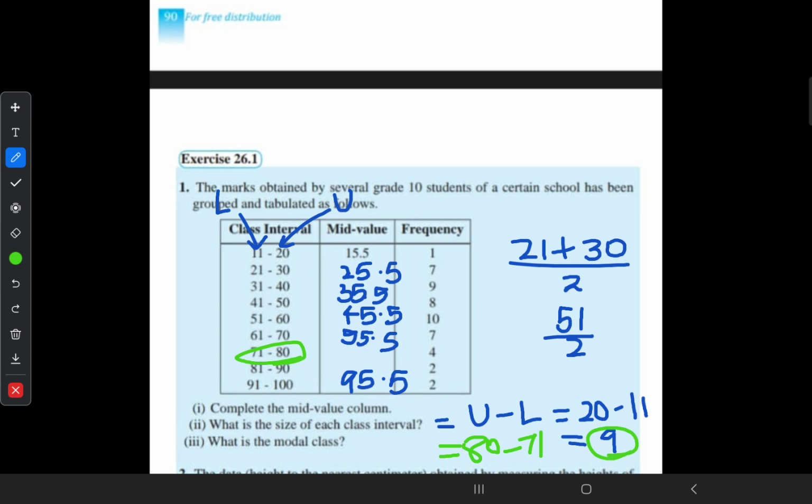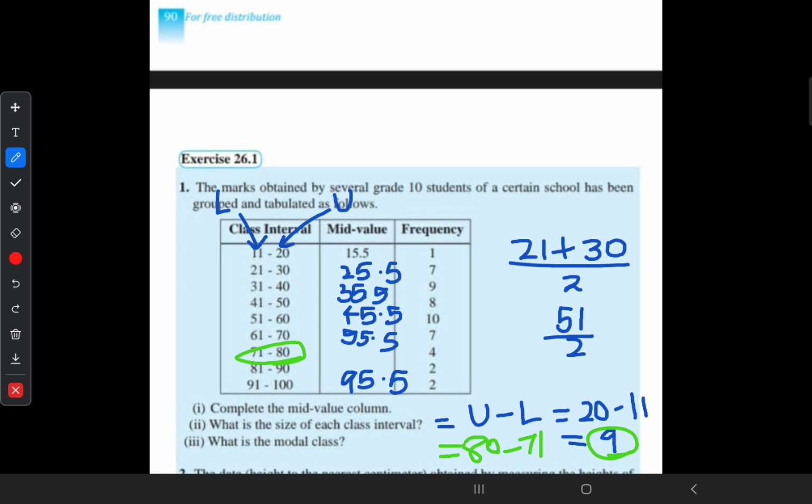So you can check at two places. If those values are the same, you can conclude what the size of each class interval is. So you can write it as 9. No need to find it for each and every case. If you find it for two cases and those are equal, you can conclude it as it is.